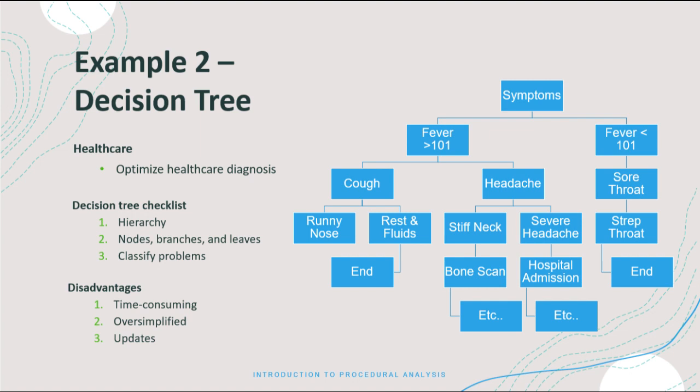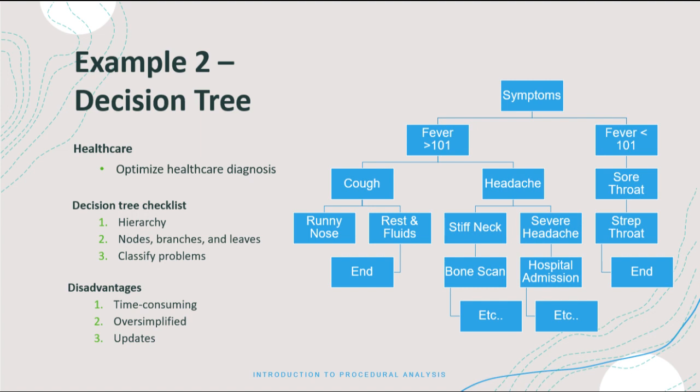Starting from the top, symptoms begin to branch out according to temperature levels to help healthcare professionals decide which course of action to take. A fever of over 101 degrees Fahrenheit would take them down the left side of the decision tree, while one under 101 would take them to the right.